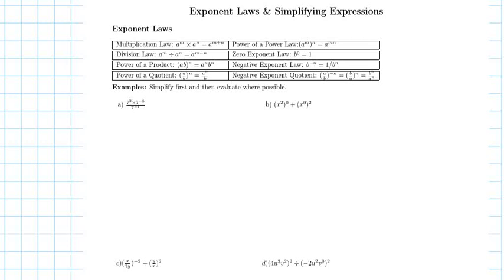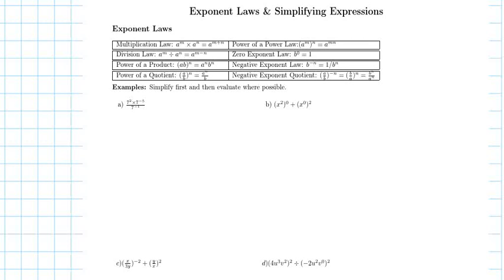So what we're going to start with first to review is the exponent law and simplifying expressions. Exponent law is one of the lessons that you learn in grade 11. Do you guys remember any of these laws? Do you remember how we can use them, and when we can use them?